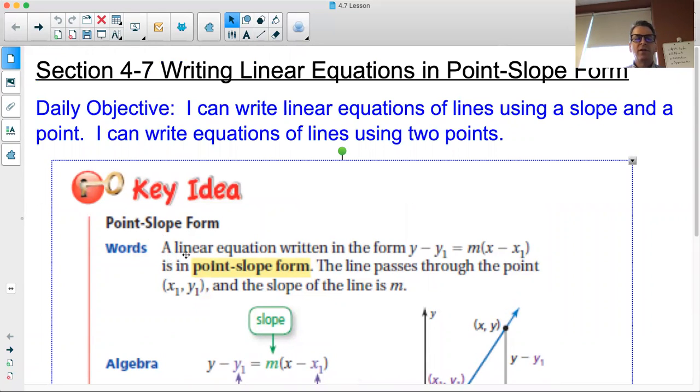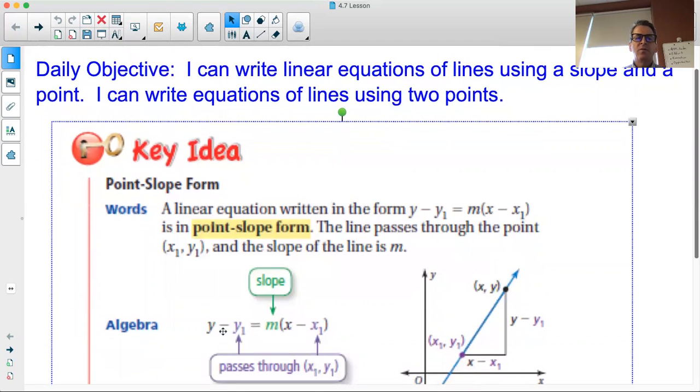Point slope form is a linear equation written in the form y minus y1 is equal to m times x minus x1. It's considered in point slope form. The line passes through the point x1, y1, and the slope of the line is m. So in other words, the formula, so to speak, is y minus y1 is equal to m times x minus x1, where x1 and y1 is the point and m is the slope.